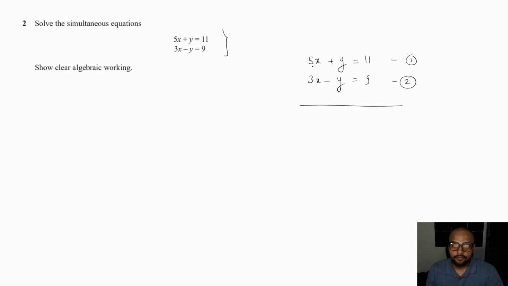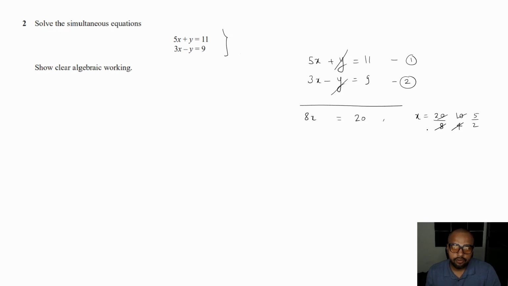After adding, 5x plus 3x will be equal to 8x, and since here it is plus y and negative y, they will cancel out. On the right hand side we'll get 20. So from here we can say that the value of x will be 20 upon 8, which will be equal to 5 by 2. So the value of x is 5 by 2.